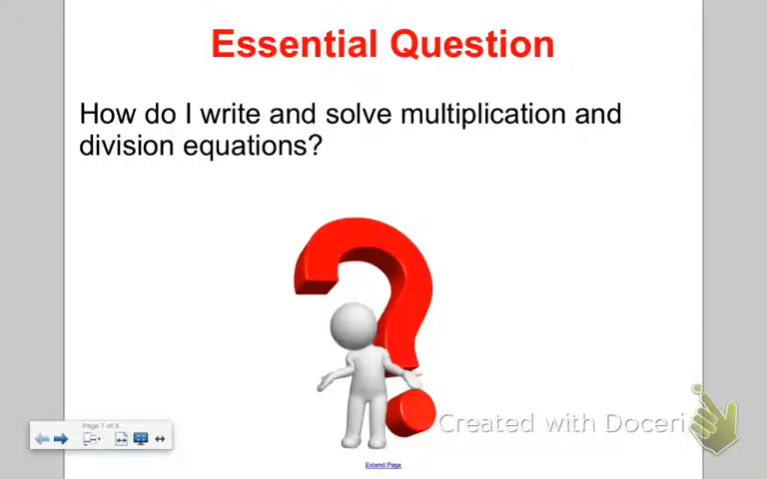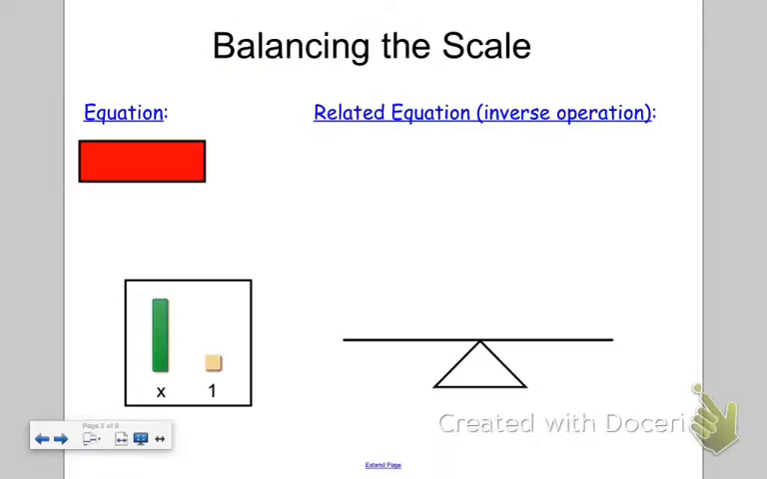Okay, we made it to the last essential question in this unit. How do I write and solve multiplication and division equations? So first, I want you to go back to that whole idea of balancing the scale, because an equation has both sides being equal, and if that's like a scale, both sides are balanced. So think about this equation.